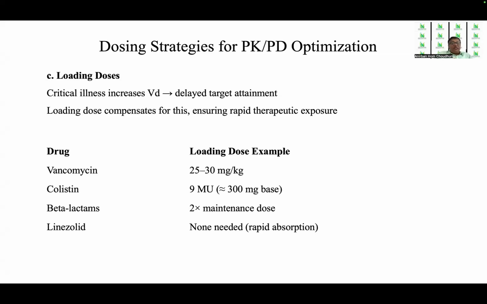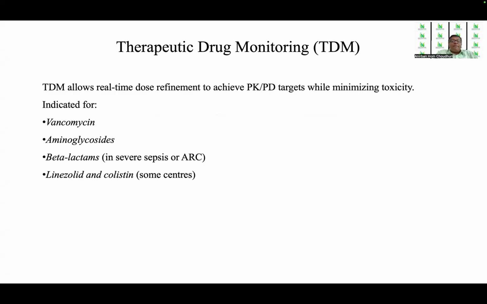Now, regarding the loading dose: critical illness increases the volume of distribution and delays targeted treatment. Loading doses compensate for this, ensuring a rapid therapeutic response. So we know the loading dose, which I have discussed in the previous slides. Therapeutic drug monitoring allows real-time dose refinement to achieve the PK/PD targets while minimizing toxicity. It is indicated for vancomycin, aminoglycosides, beta-lactams, and linezolid and colistin in some centers.